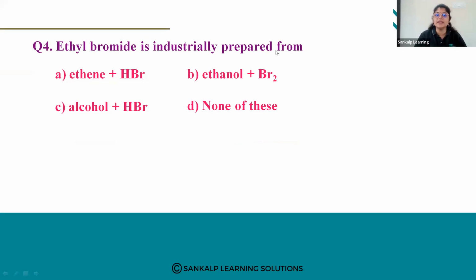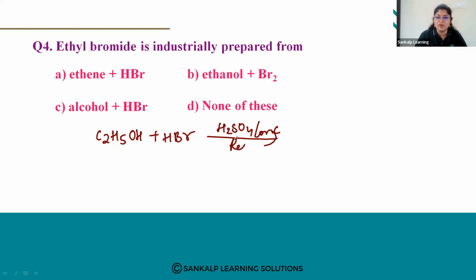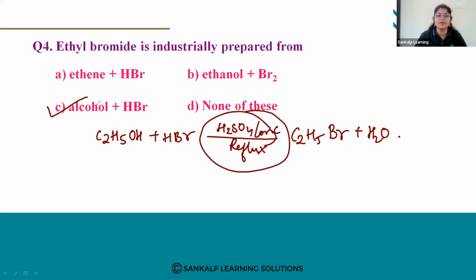Ethyl bromide is industrially prepared from. So how can you prepare ethyl bromide? If I take ethyl alcohol plus HBr, and treat it with concentrated H2SO4 and reflux it, you get C2H5Br, that is ethyl bromide, plus water. So ethyl bromide is industrially prepared by refluxing the alcohol with concentrated sulfuric acid. So it is option C.